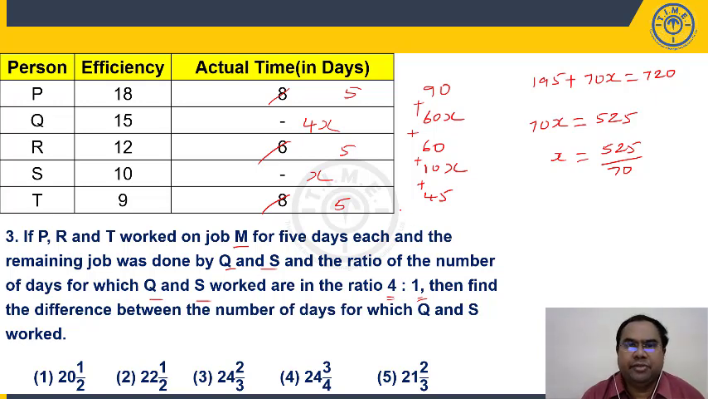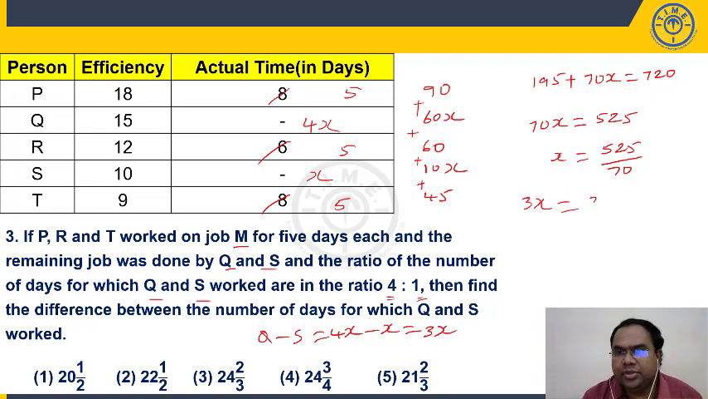Now what is the question? We don't want the x value. The question is the difference between number of days for which Q and S have worked. Q has worked for 4x, S has worked for x days, so the difference is 3x. So what is the 3x value? 3 into 525 by 70.